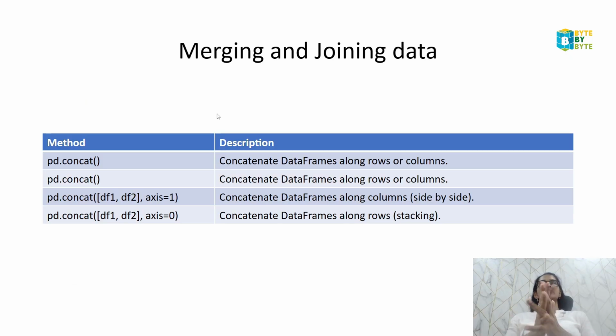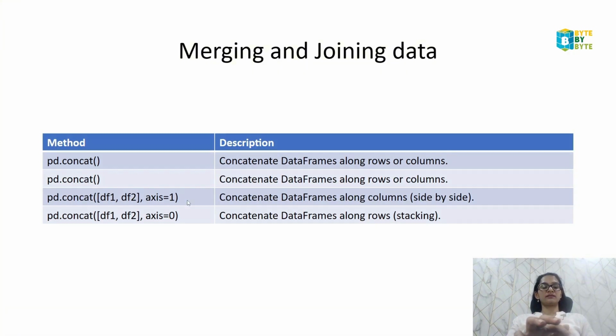Okay. So next important part we are going to see is merging and joining of the data. In that, first function we are going to see is pd.concat. So what does it do? The concat function, as the name suggests, concatenates data frames along either rows or columns. If you want to concatenate along rows, you have to provide axis equal to 0. When you mention axis equal to 0, that means concatenation will be done row wise. When you provide axis equal to 1, that means your concatenation will be done column wise.